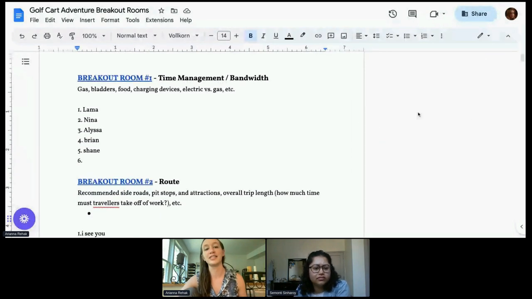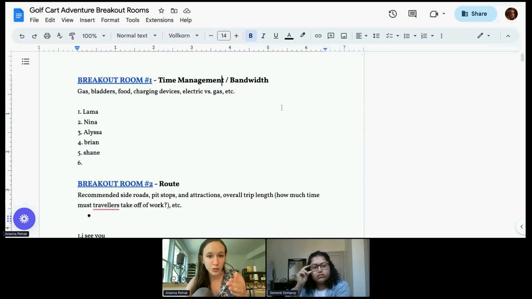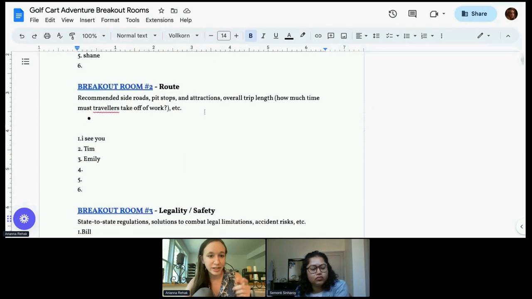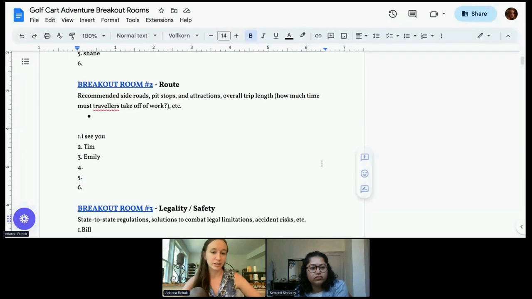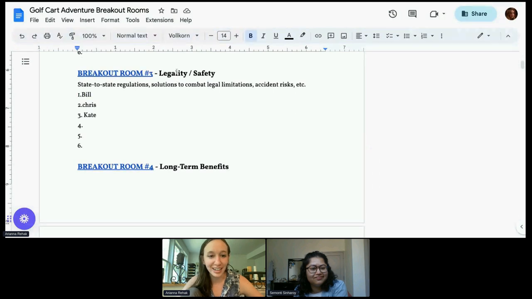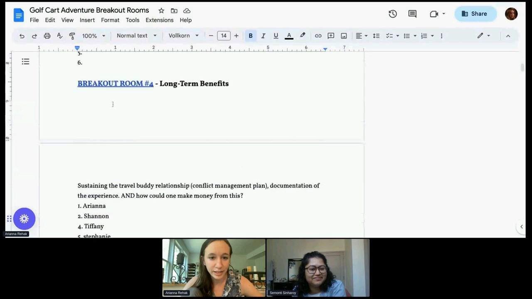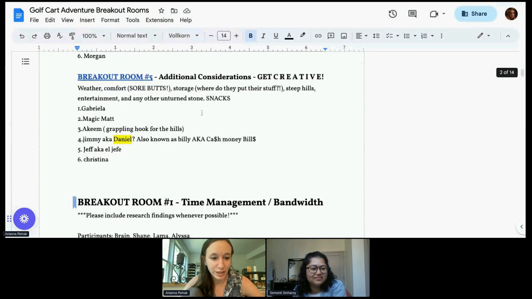When everybody was ideating, we realized that we could categorize the different responses that were given. So we created the breakout rooms. The first one, time management and bandwidth. The second one, the route: what is that trip actually going to look like? We had a team look at the legality and safety. As you can tell by the numbers, that was the least interesting. And then we had a few other fun ones.